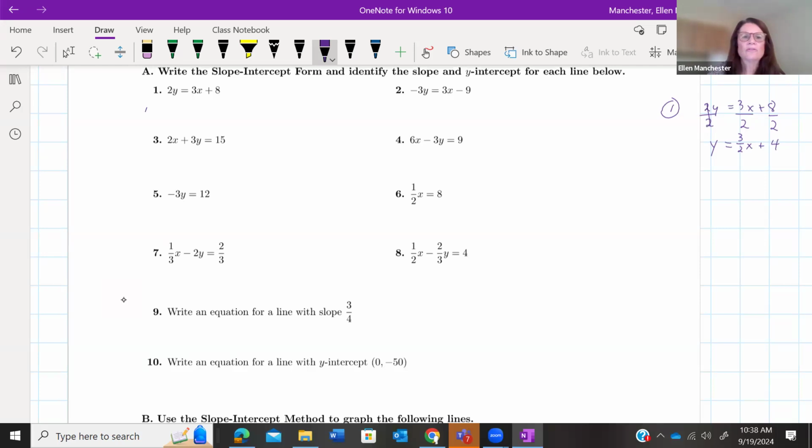So on this one, the slope is 3/2. The y-intercept is at 0, 4. And those are the two things that you need to be able to graph a line. You need the y-intercept and you need a slope. Y-intercept and a slope. All right, try number 2.